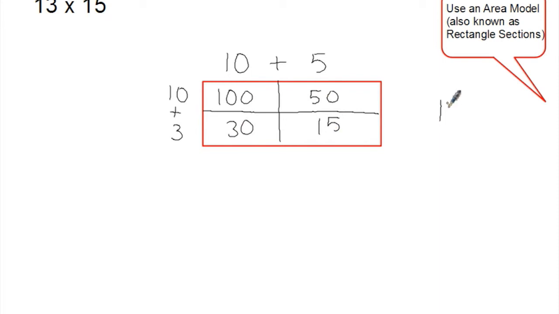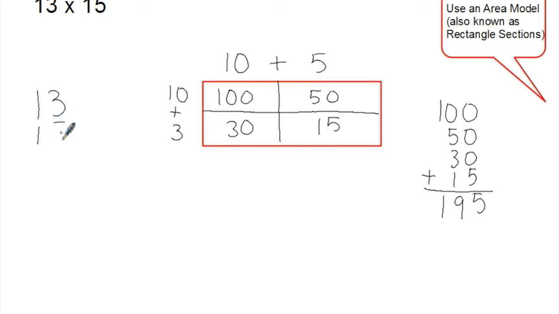Now all that is left to do is to add your products. 100 plus 50 plus 30 plus 15. You add those up, and your answer is 195.